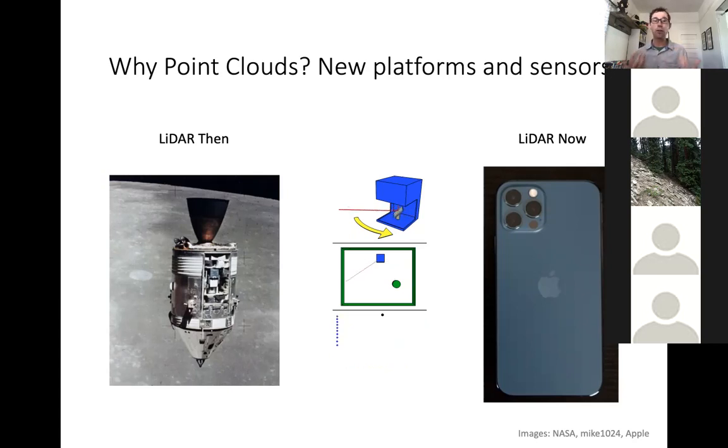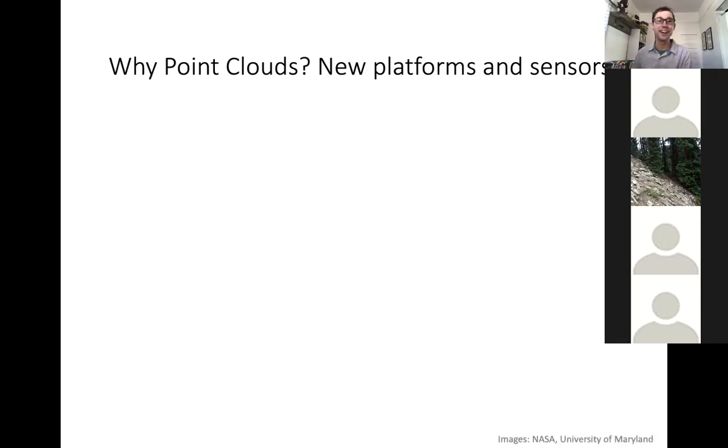And it's able to do all the things that that sort of spinning mirror rangefinder did, except it's able to do it much faster and much cheaper. This LiDAR probably costs Apple about $200. You can contrast that to the first LiDAR on the left-hand side, which was literally a moonshot.